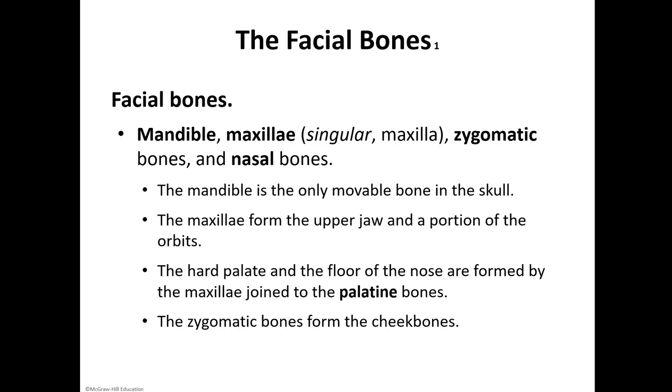The facial bones consist of the mandible, lower jaw, maxilla, upper jaw, zygomatic bone, and nasal bones. The mandible is the only movable bone in the skull. The maxilla forms the upper jaw and a portion of the orbits. The hard palate and the floor of the nose are formed by the maxilla joined together with the palatine bones. The zygomatic bones are your cheekbones.